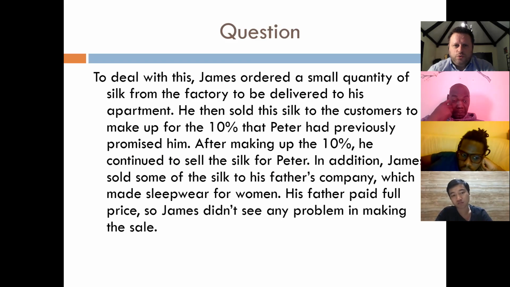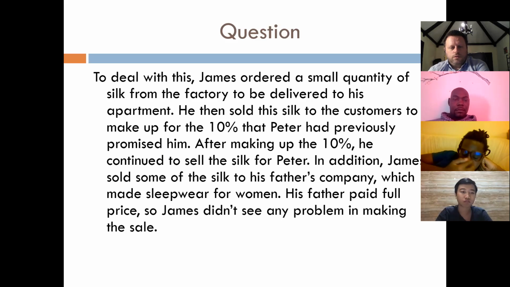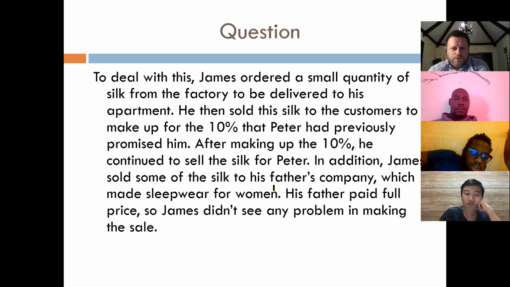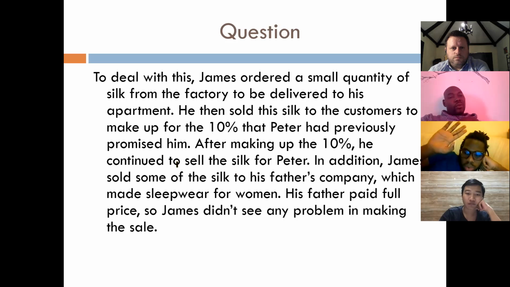Jody, what did James do? I don't know. Jordan, what did James do? James ordered a small quantity of silk from the company factory, and it's delivered to his own apartment. Why did he do that? Because to get the 10% that he didn't give him.